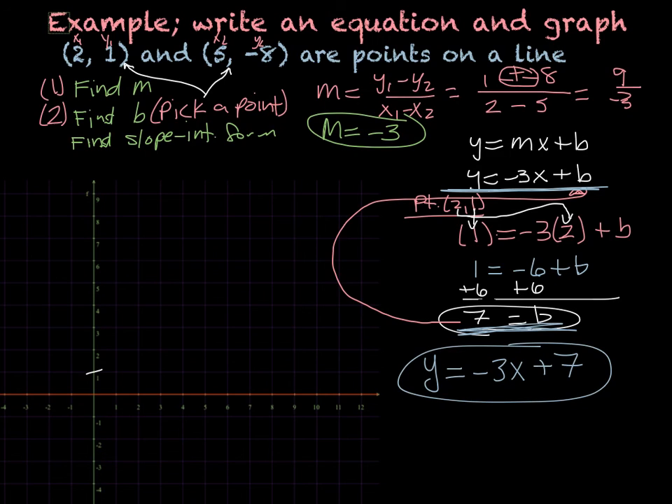So I'm going to go up 1, 2, 3, 4, 5, 6, 7. And then my rise over run is the negative 3. So I'm going to go down 3: 1, 2, 3, and over 1. And that's my line. Final answer.